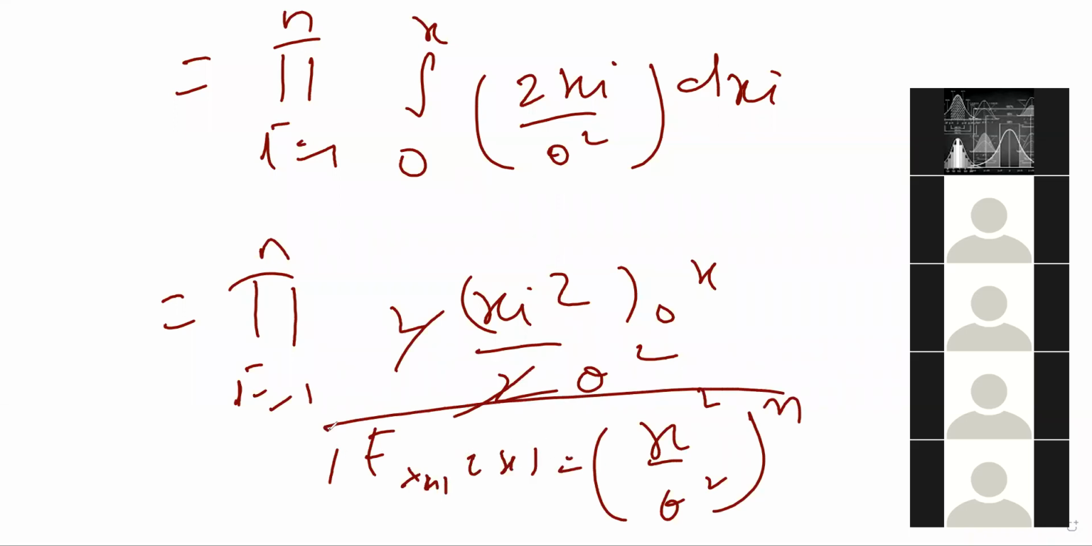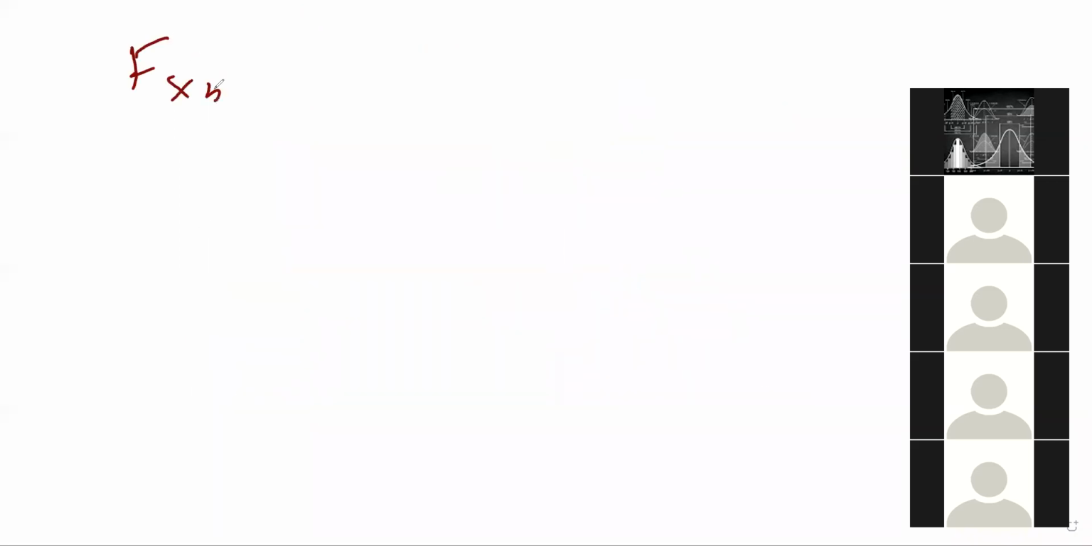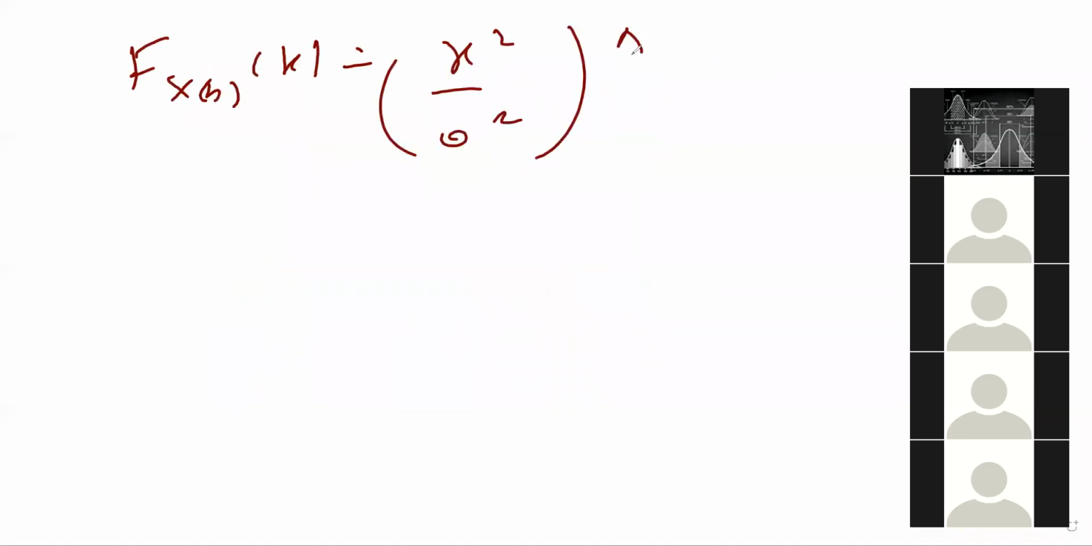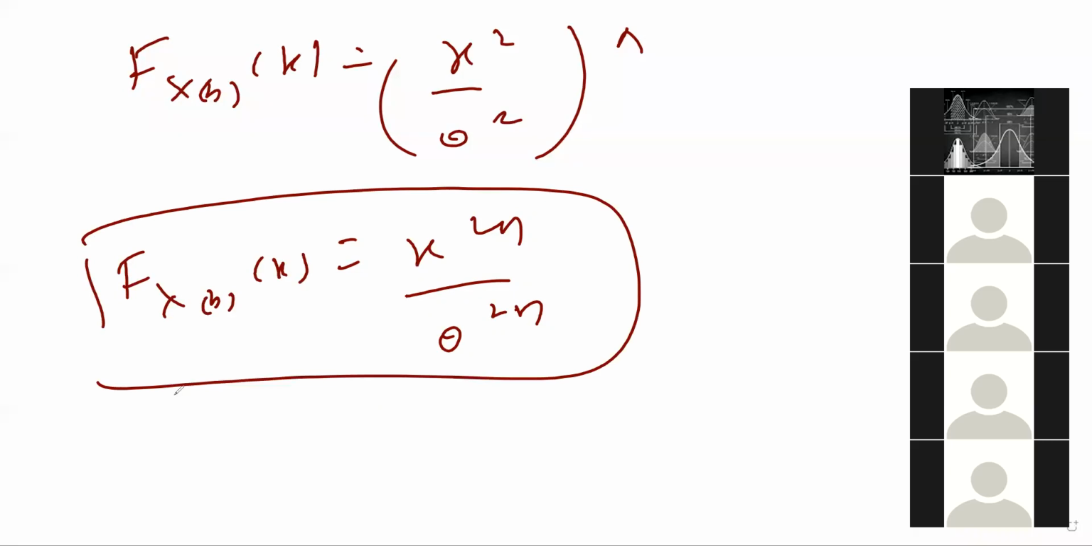Anybody solving this in your notebook? Yes, sir. So what will be F of xn at x? x square upon theta square raised to n, that is, x raised to 2n upon theta raised to 2n. Is it right? So what will be small f of xn at x? Differentiate this with respect to x and you will get the answer. So now you all will be able to find the expectation of xn.